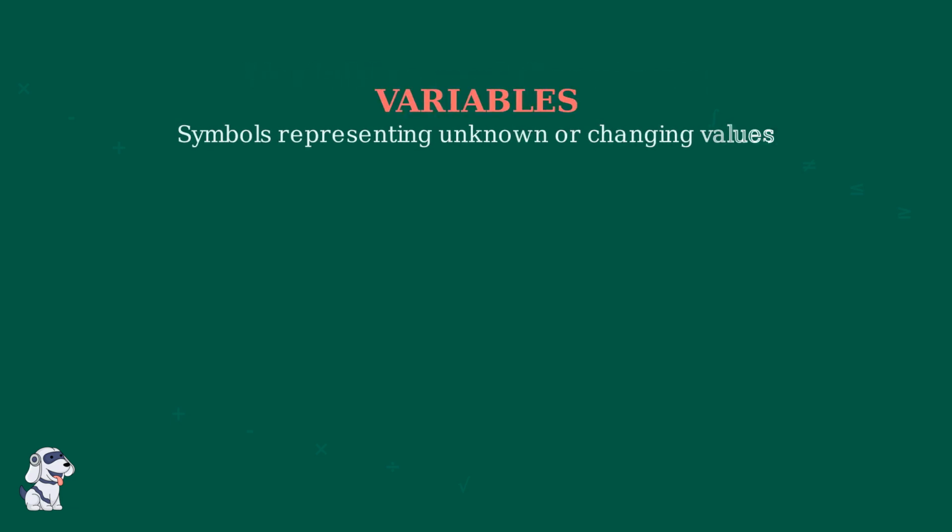In algebra, we work with two main types of mathematical components: variables and constants. Understanding the difference between these is fundamental to mastering algebraic concepts. First, let's explore variables. Variables are symbols that represent unknown or changing values. They act as placeholders for numbers we don't know yet, or values that can change. Common variable symbols include x, y, a, and b. These letters can represent any number, and their values can change depending on the problem we're solving.